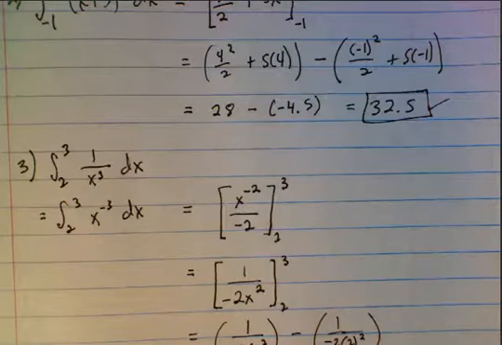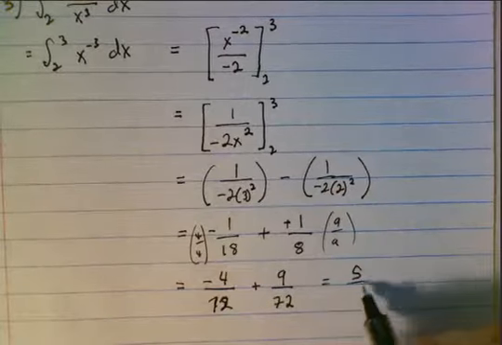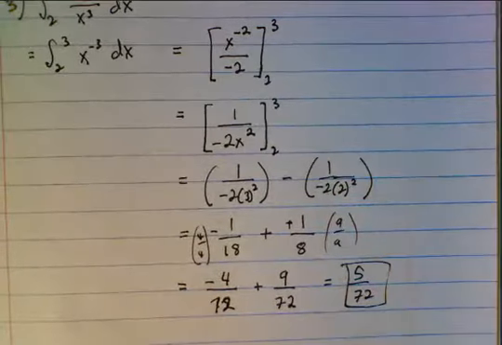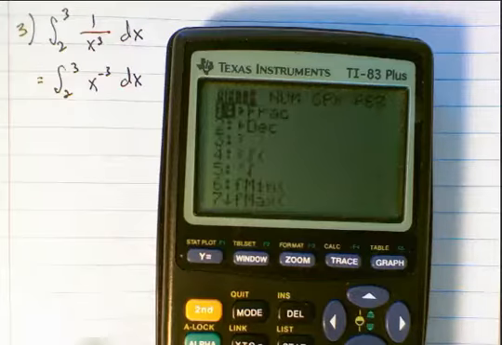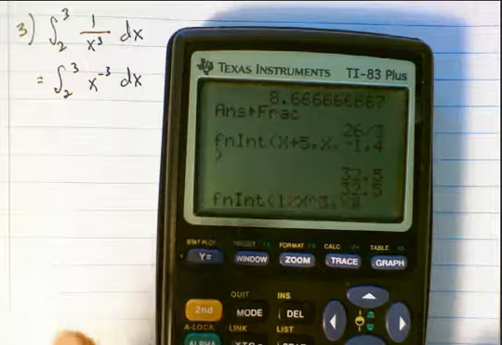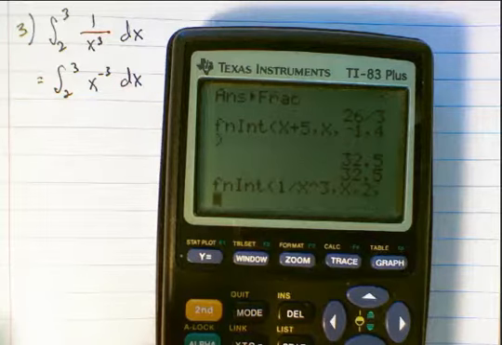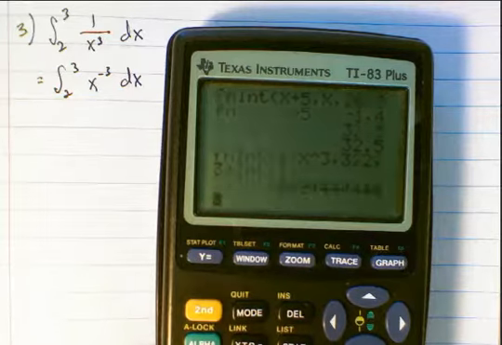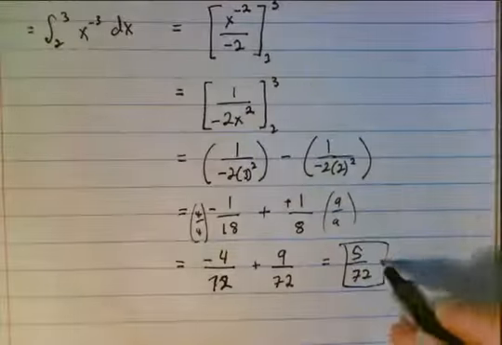Oops, this is over 72. There we are. When I put this back in, there we are. And that's correct.